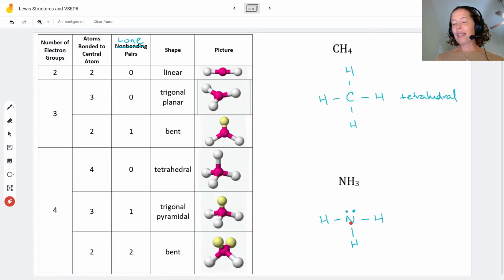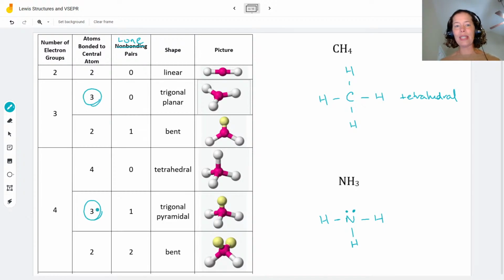So first, I'm going to take a look at the central atom, and I'm just going to count how many atoms are bonded to the central atom, not bonds, just atoms. So I have 1, 2, 3 atoms bonded to my nitrogen. So I'm looking for 3s here. So I've got a 3 here and I've got a 3 here. So I've got a couple possibilities.